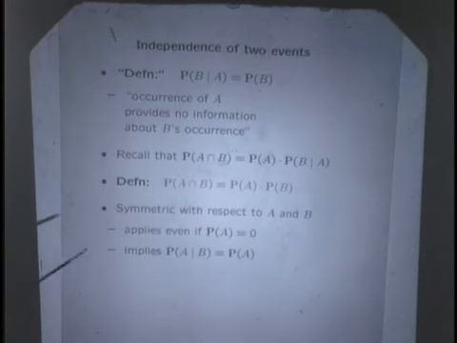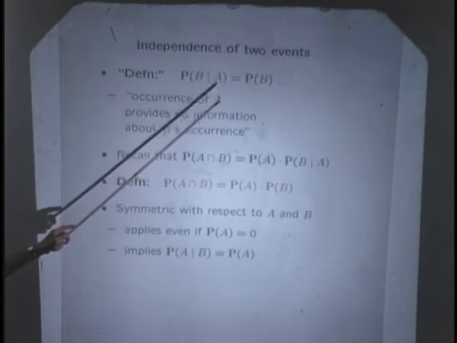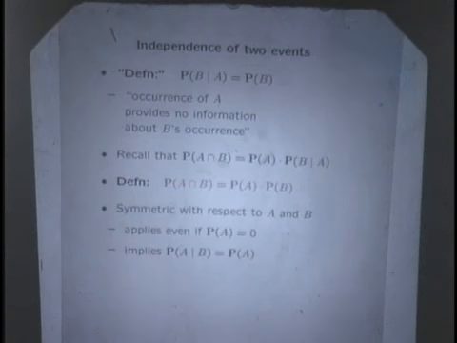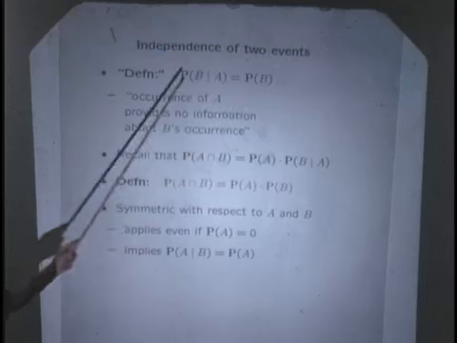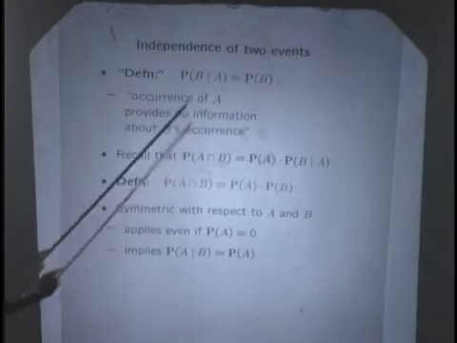Intuitively, the fact that A occurred does not convey any information to you about the likelihood of event B. The information that A provides is not useful, is not relevant. A has to do with something else. It's not useful for your guessing whether B is going to occur or not. So we can take this as a first attempt at a definition of independence.